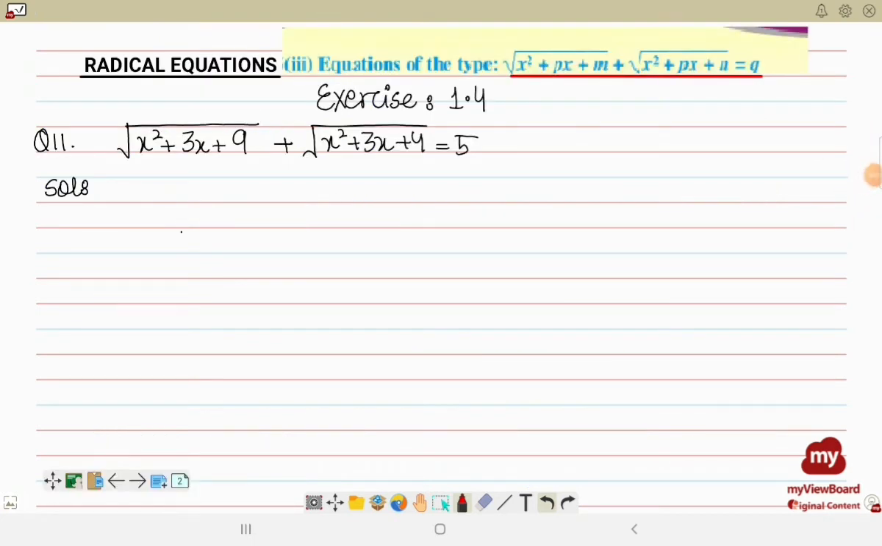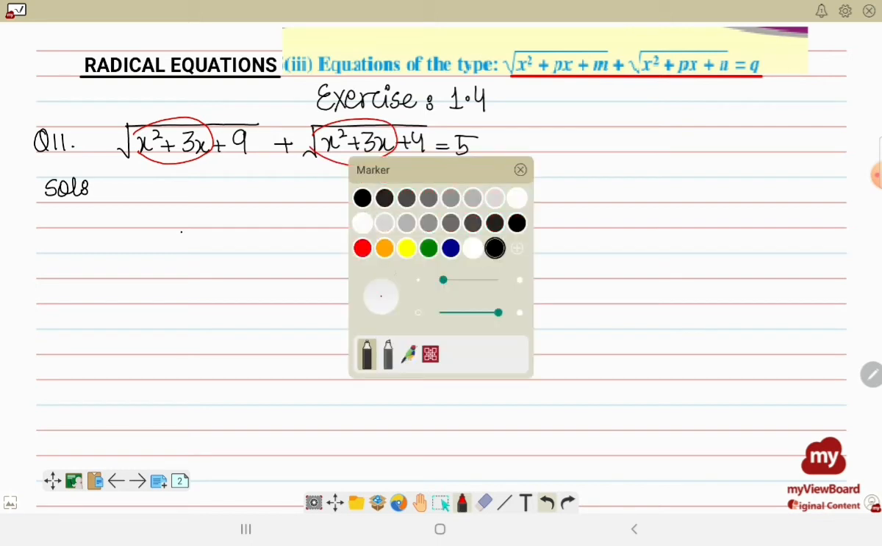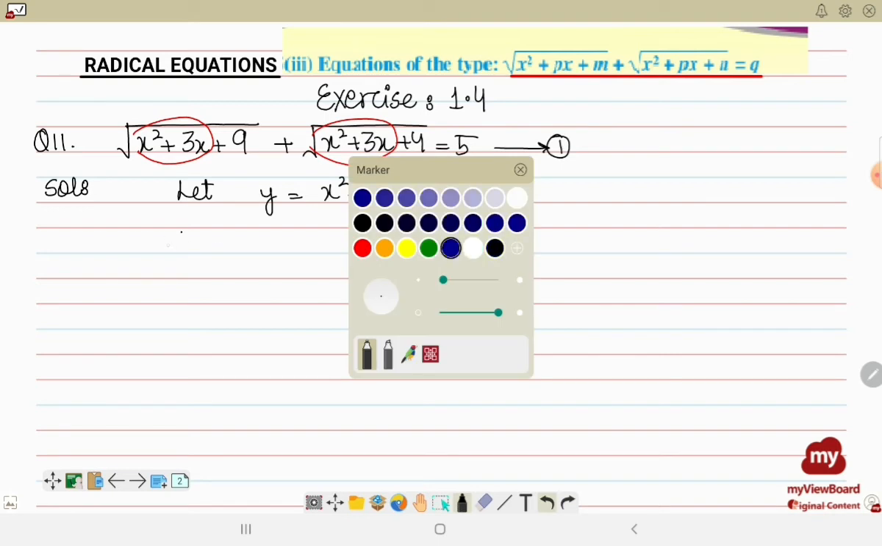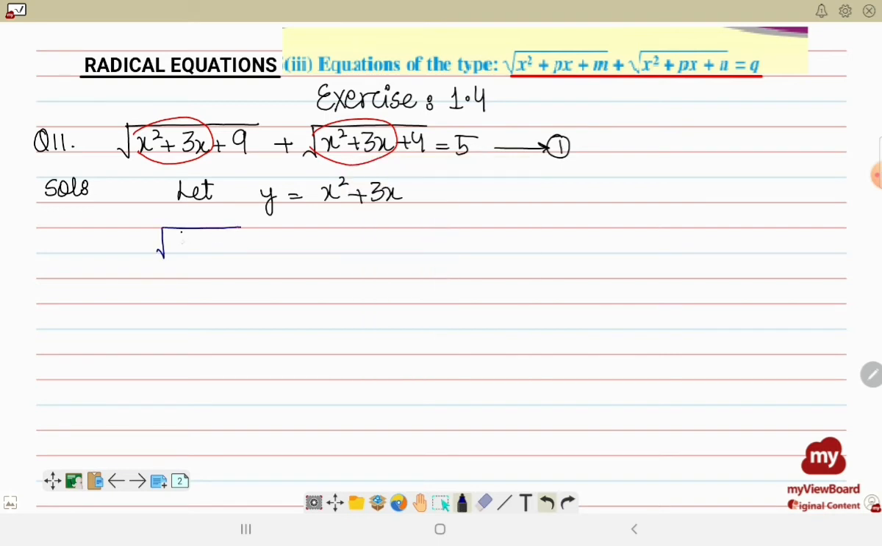Let's solve one more radical equation of type 3. Here we are going to make x square plus 3x as y. So let's make this substitution so our equation becomes simpler, that y is equal to x square plus 3x. So our equation 1 will become square root of y plus 9 plus square root of y plus 4 equals 5.